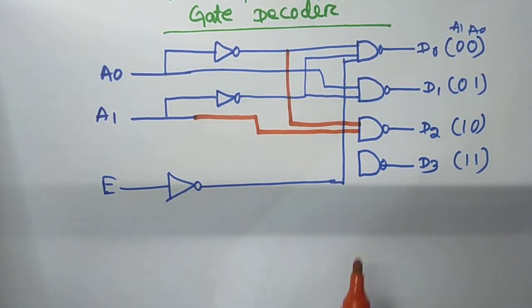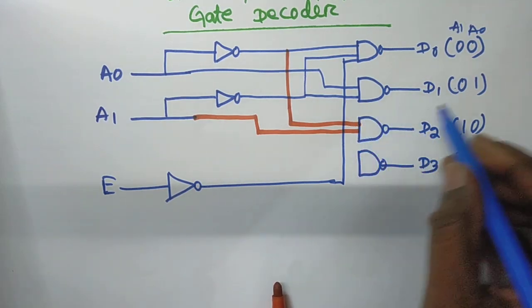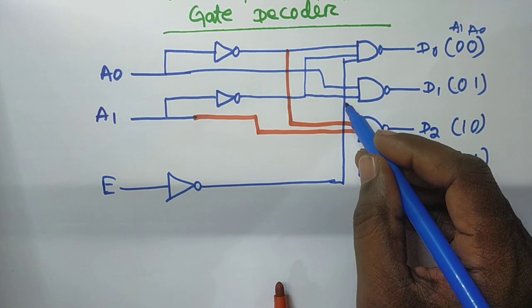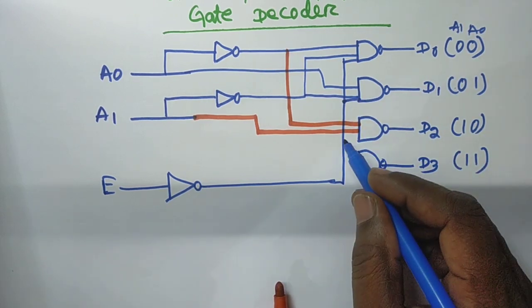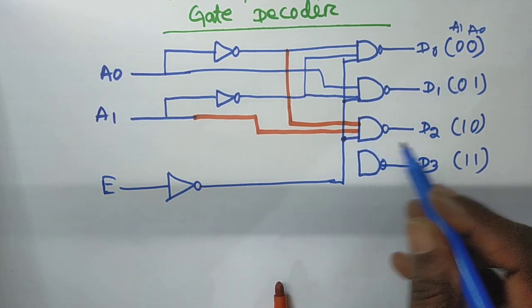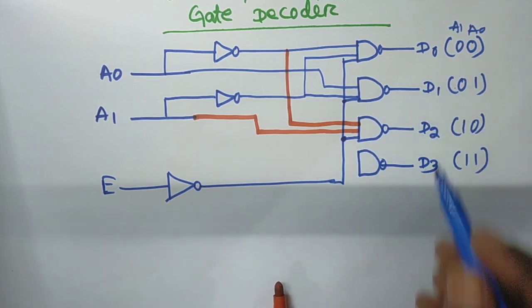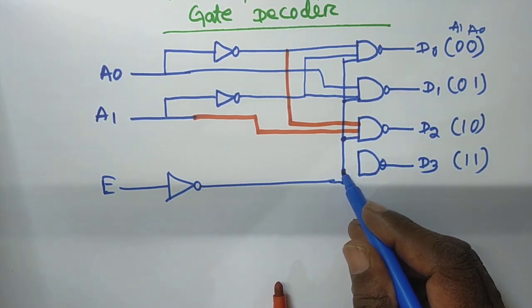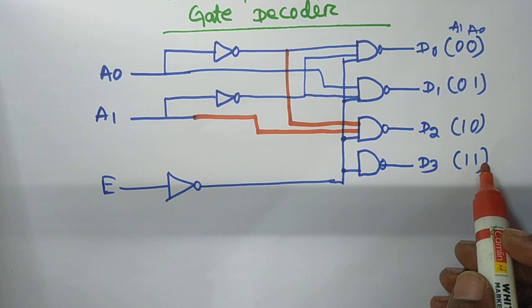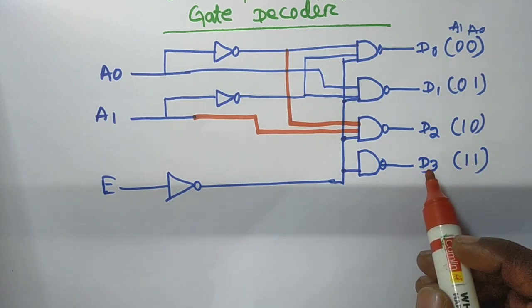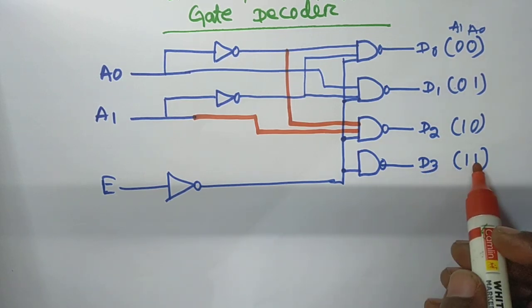Also, whenever D1 activates, one enable is also provided. Here one enable is also provided to D2. Here D1, here D2. Similarly, another enable is provided to D3. Next is 11. You see, D3 will be 11.